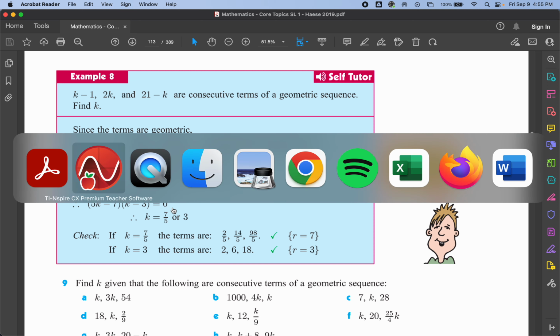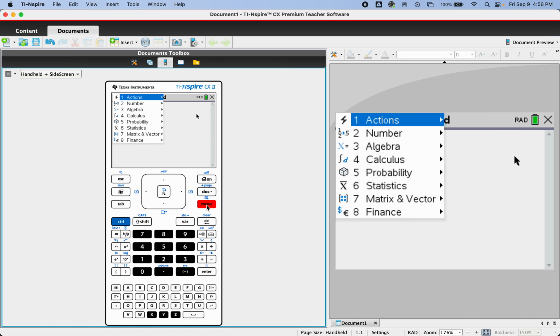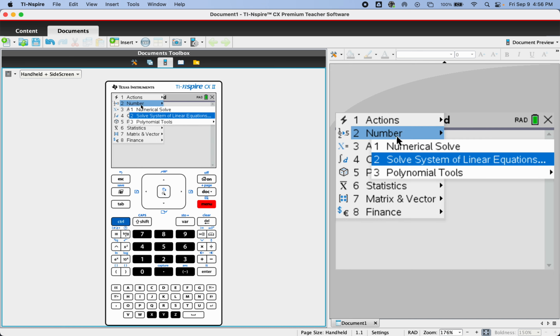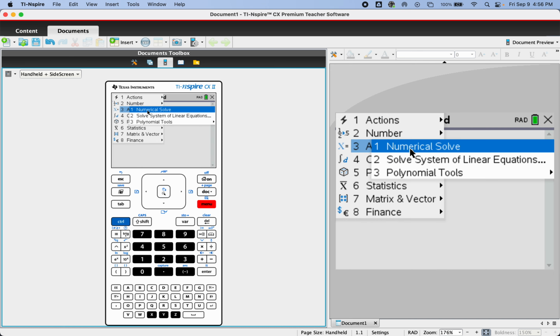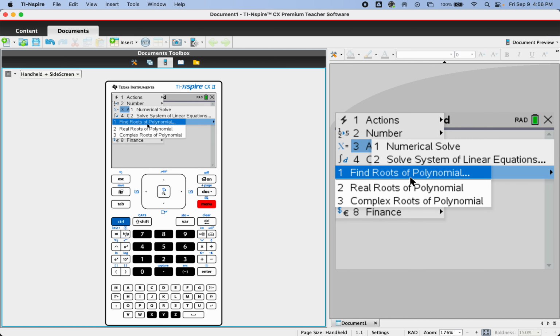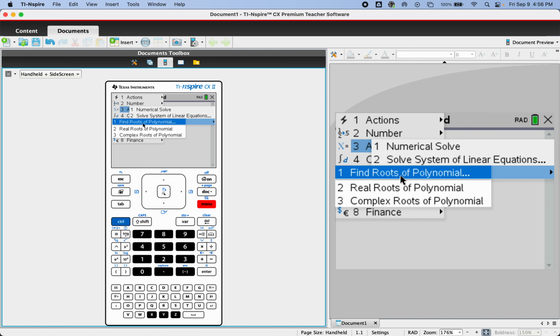Okay, so if I go over to the Nspire face, the first thing I'm going to do to call up the solver is push menu. I'm going to choose option 3, which is algebra, and I'm going to choose, instead of numerical solve or nsolve, polynomial tools and find roots. I'm just going to choose the general find roots. We have real and complex, but let's just choose the general one.